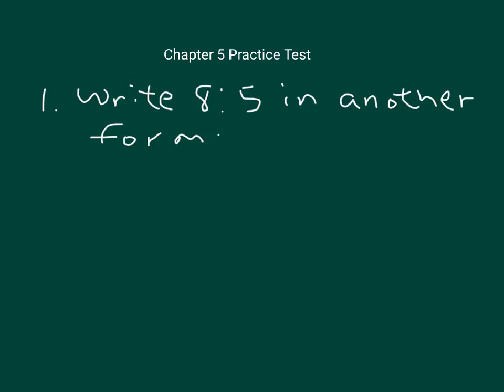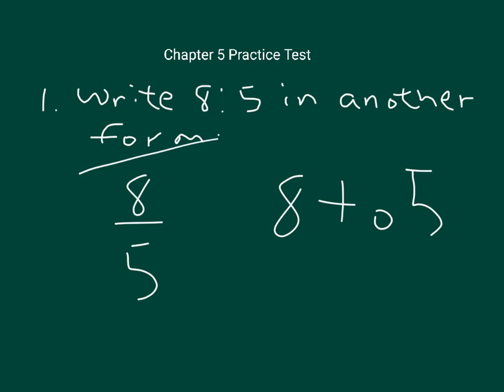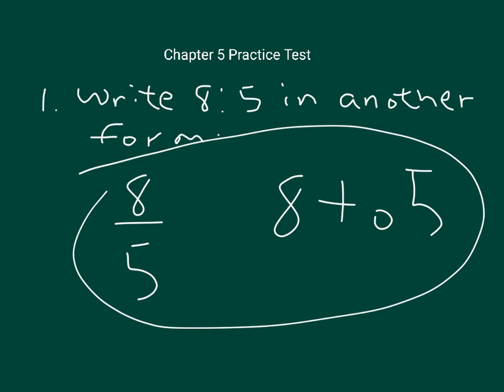When you write ratios, you can write them in three ways. The first way is shown, 8:5. You could also write it 8 fraction bar 5, or you could write it with words, 8 to 5. So either of these two would be a correct response to number 1.